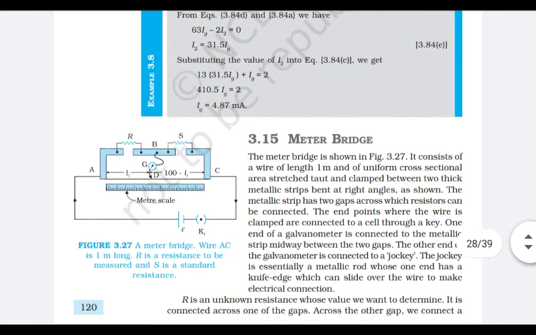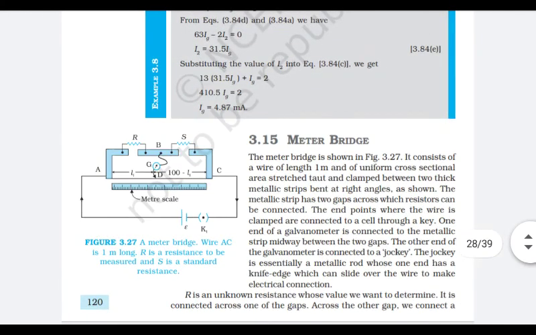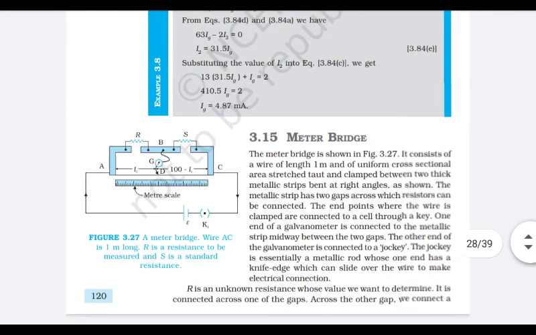Now, the application, and in a practical way, how Kirchhoff's law is useful to find the unknown resistor, is the meter bridge. The meter bridge is that practical part. Okay.